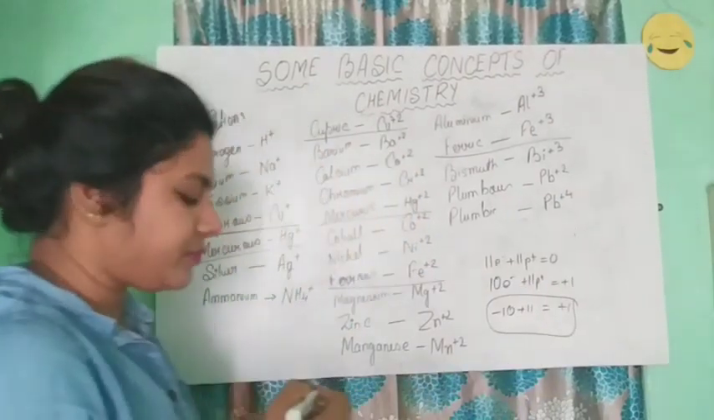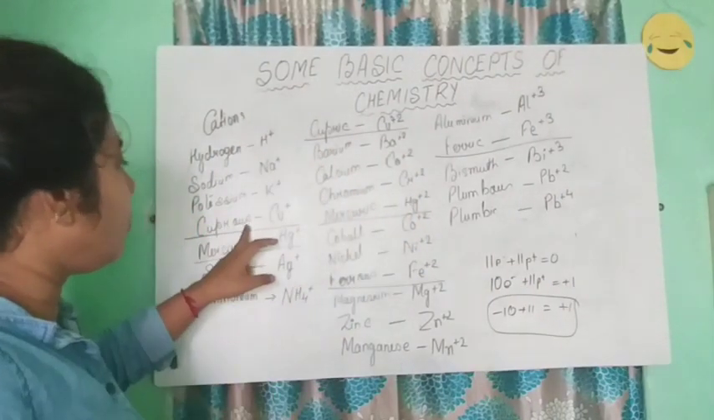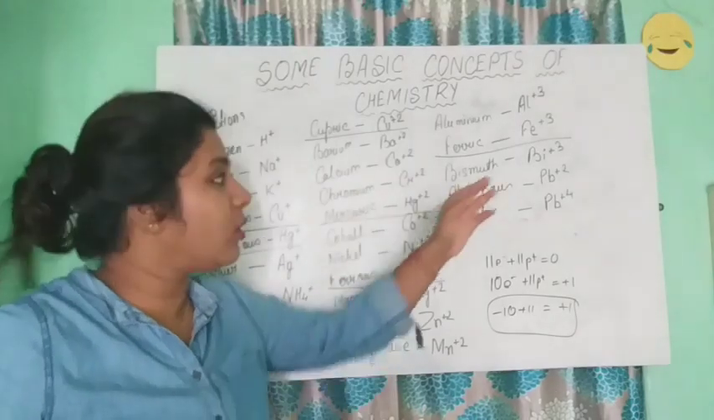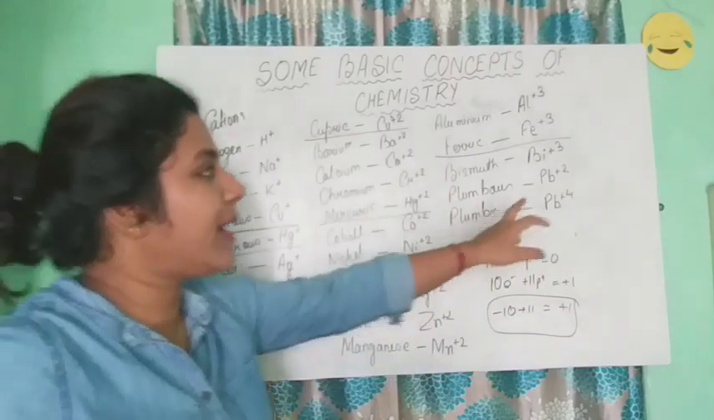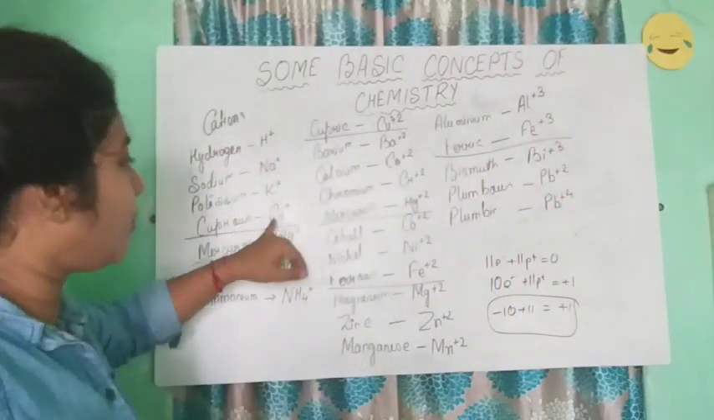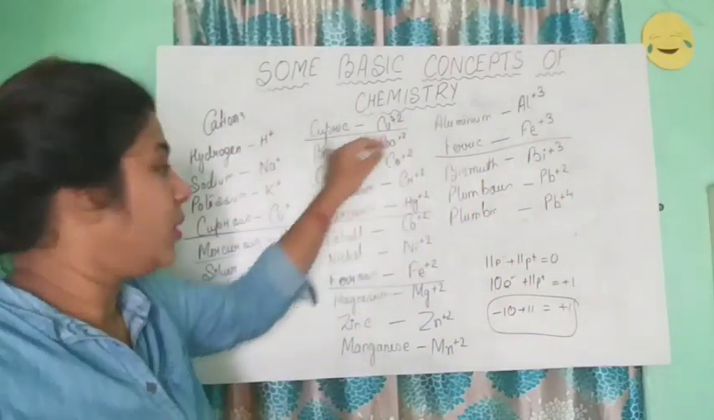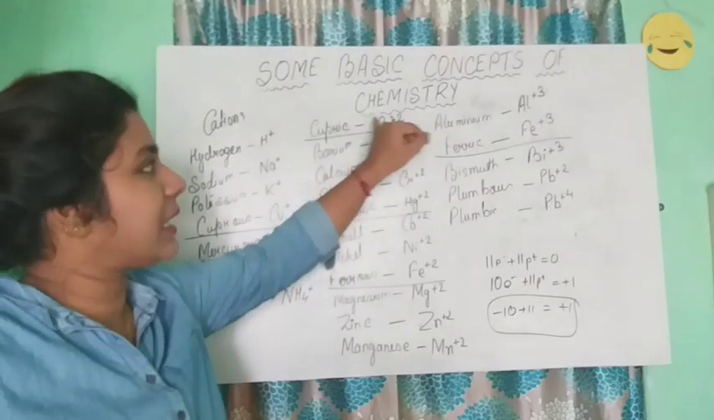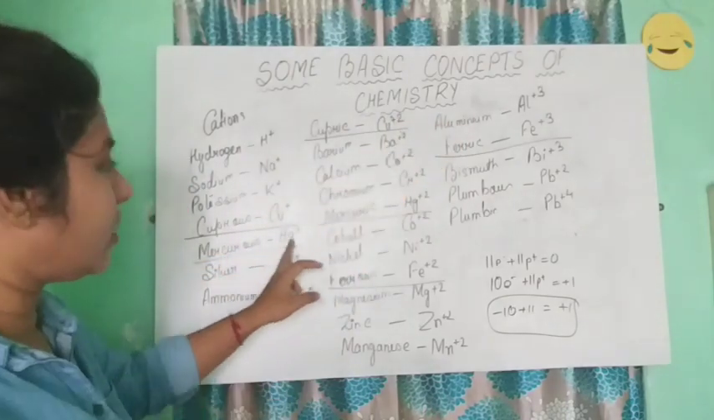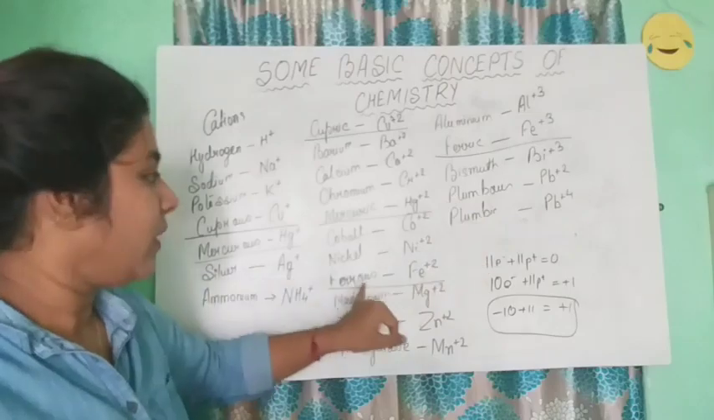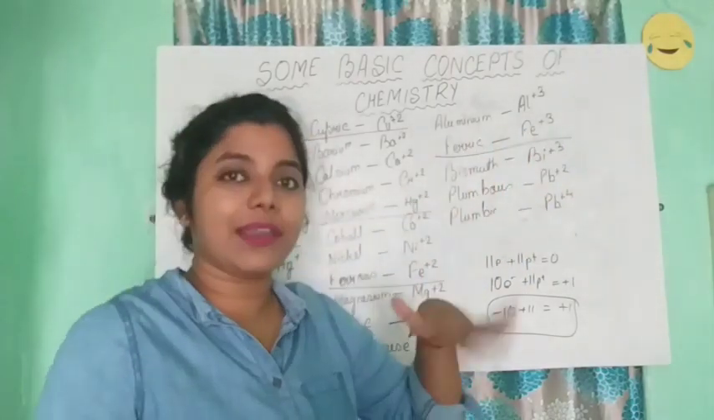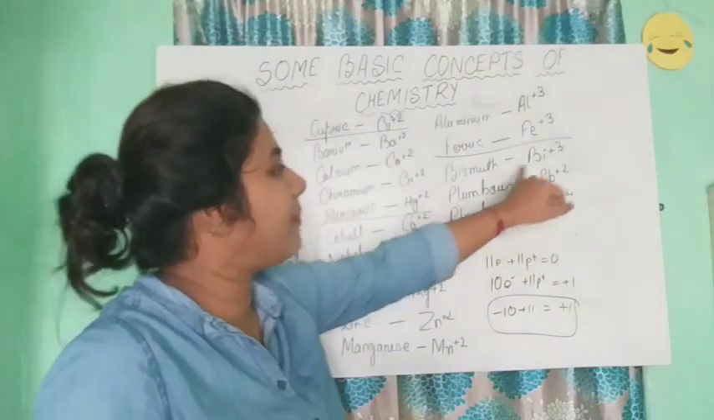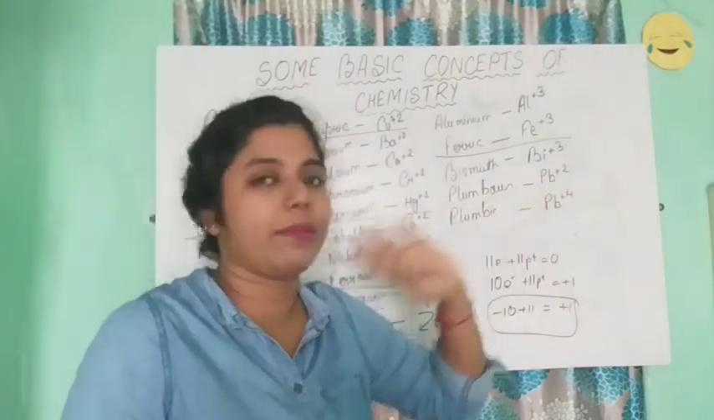Just remember, the ones ending in OUS are the lower oxidation state, meaning lower charge, and the ones ending in IC are the higher charge ones. For example, cuprous is Cu+, cupric is Cu+2; the OUS is +1, IC is +2. You see here, mercurous is +1, mercuric is +2, ferrous is +2, and ferric is +3. Those ending in IC are the higher charge compounds. Plumbous is Pb+2 and plumbic is Pb+4.